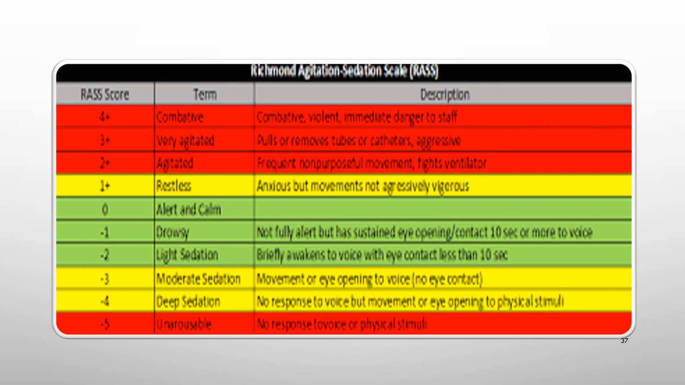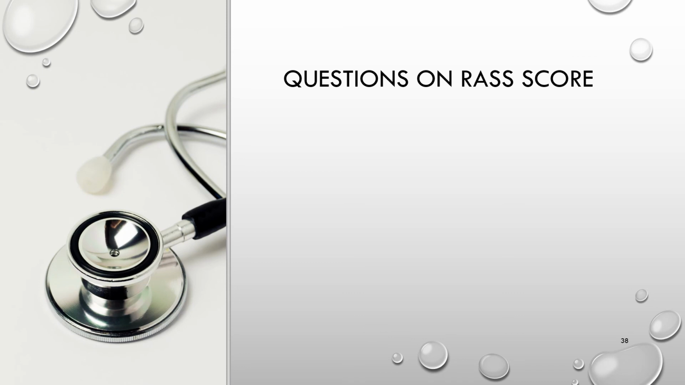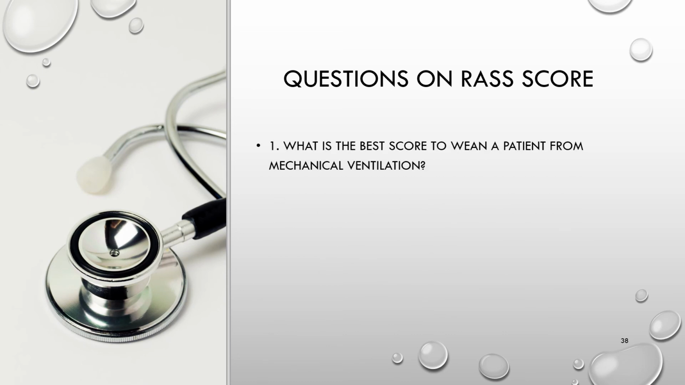So I'm going to ask you some questions. I have 4 questions for you on the RASS score. Number 1, what is the best score at which you could wean a patient from mechanical ventilation? So what RASS score is the best when you want to wean someone from mechanical ventilation? And you know the range. It's from -5 to +4. So what's the best score?